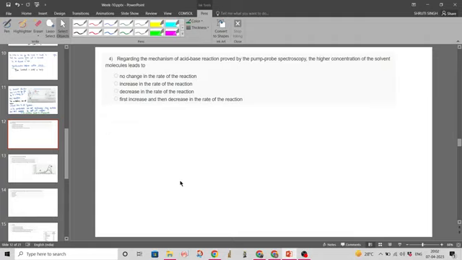Okay, let's move to the fourth question, which is regarding the mechanism of acid-base reaction proved by pump probe spectroscopy. The higher concentration of the solvent molecules leads to: no change in the rate of reaction, increase in the rate of the reaction, decrease in rate of reaction, or first increase and then decrease in the rate of reaction. So the acid-base mechanism which we discussed in the course was this one.